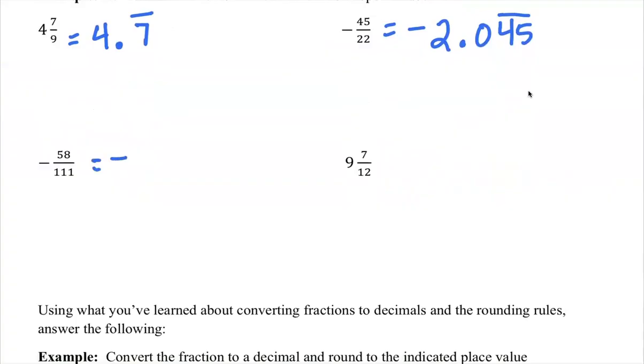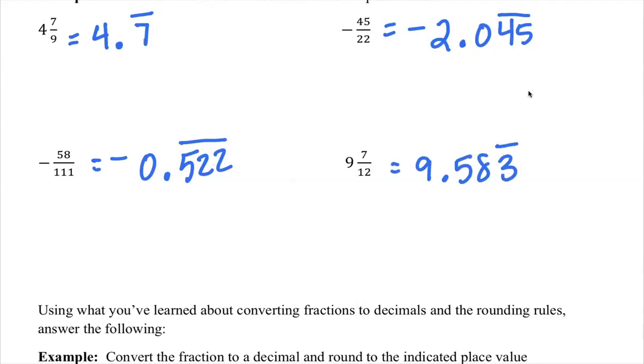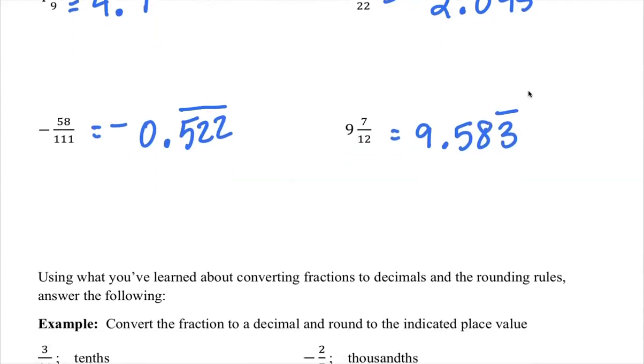Let's say negative, and then 58 divided by 111 is 0.522. It's the 522 that repeats. If you're noticing that over here your calculator has a 3, your calculator is just rounding that last digit because your calculator can't show all the digits. It's going to round it at some point. 9 and 7 divided by 12 is 0.583. It's only the 3 that repeats, so it's just the 3 that gets the line on top.